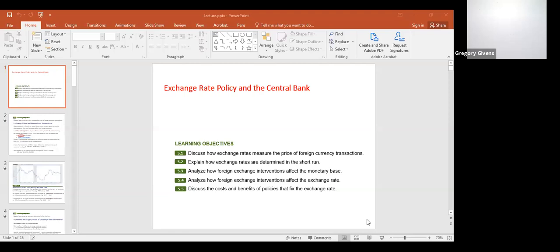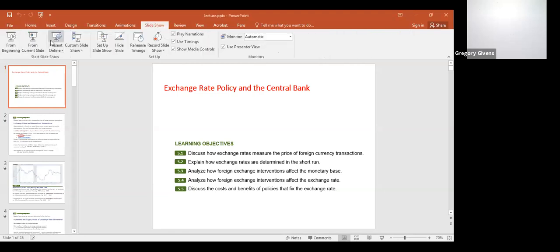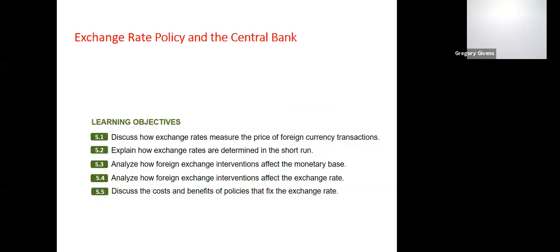All right. So today we're going to start our next topic, which will be the first one covered on your next midterm, called exchange rate policy in the central bank.